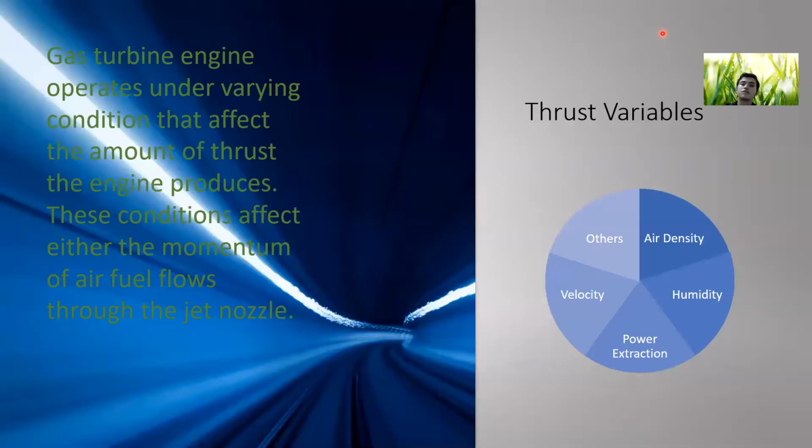There's a lot of factors that can affect the thrust, as shown below: the velocity, the power extraction from the hydraulics, the humidity, the bleed air, and jet engines usually have to accommodate certain conditions, and they have to withstand all of these conditions.